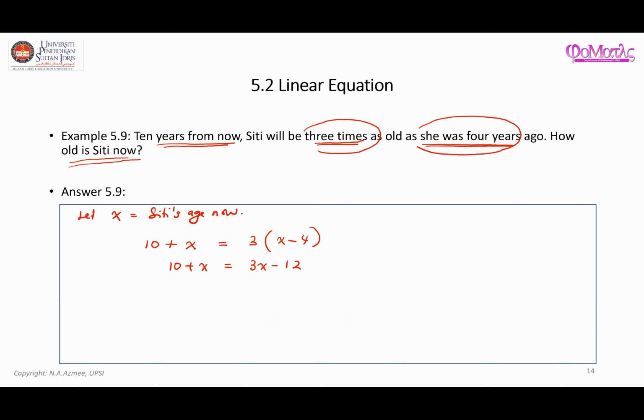Next, we regroup all the x together. So x minus 3x, negative 12 minus 10. So this one will become negative 2x equals negative 22. x is negative 22 over negative 2, which is 11. Therefore, Siti's age now is 11 years old.